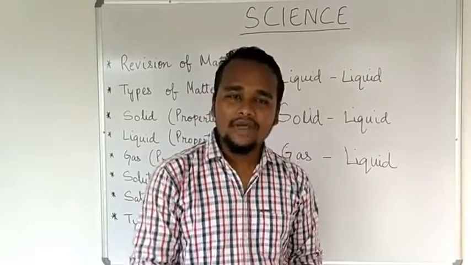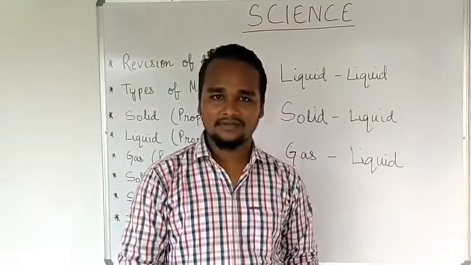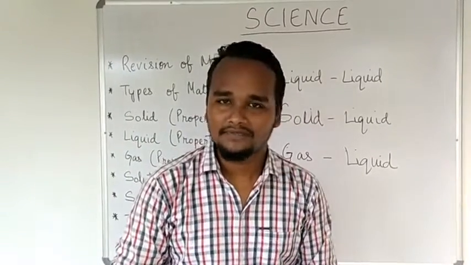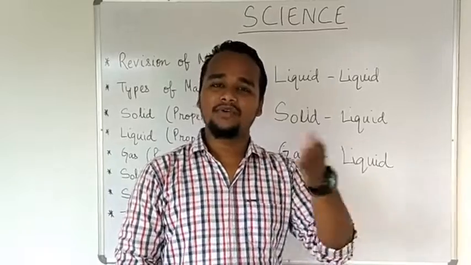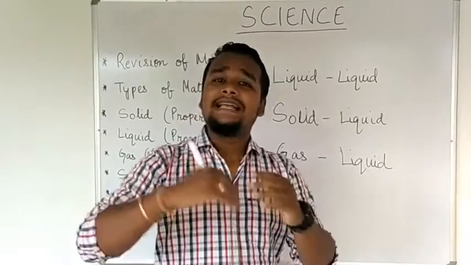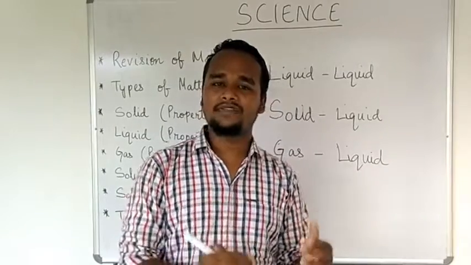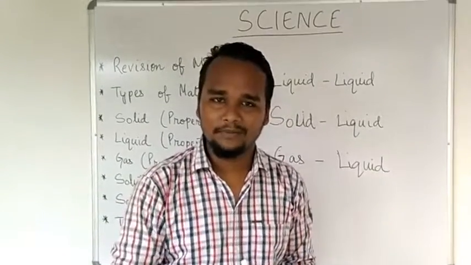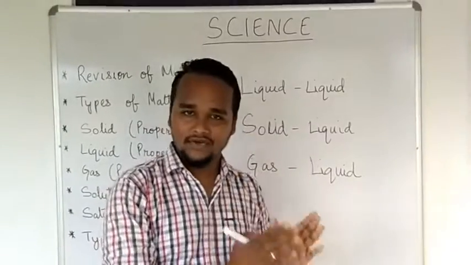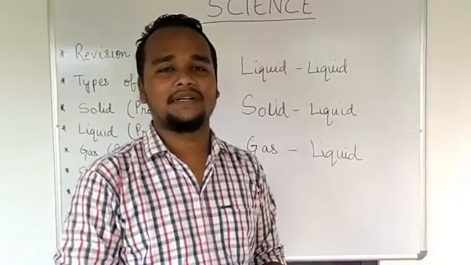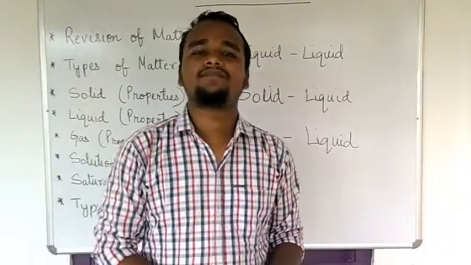In a solid to liquid solution, what things do we need? We need a solid and we need a liquid. We need a solid which will dissolve into the liquid, because solids cannot dissolve liquids. You cannot dissolve a liquid into a solid, but you can dissolve a solid into a liquid. Why can't we dissolve a liquid into a solid? What is the reason behind it?